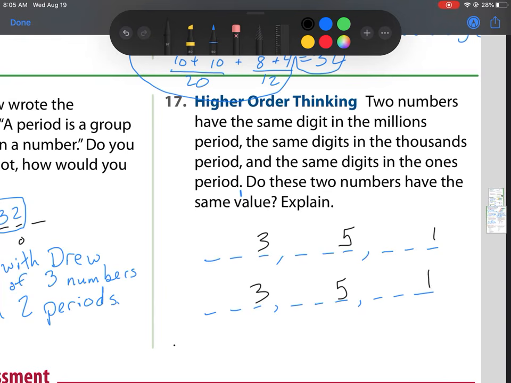Now, here's our tricky part. It says in the ones period. So it's not just the one place value, but it's the same throughout all of the period. You'll notice it's that same thing here, same digits in the thousands period. So it's the same in all of them. And then it says have the same digit in the millions period. So yeah, are these numbers the same? So we would say yes, they have the same value.